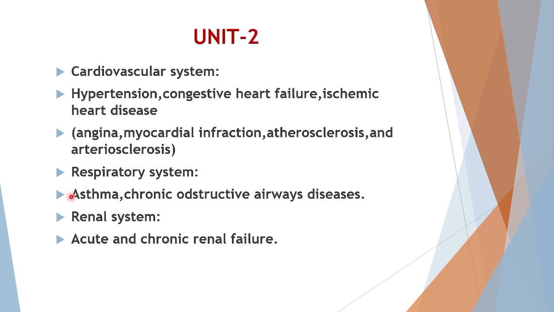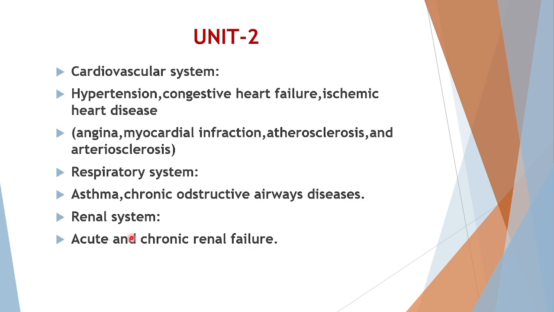Okay. First of all, asthma. What is asthma? Asthma is a chronic lung disease in which the airways are very narrow and swell. Due to this, there will be difficulty in breathing. Okay. Next, the chronic obstructive airway diseases. How many types of chronic obstructive airway diseases are there? Due to these airway diseases, patients are unable to breathe properly.